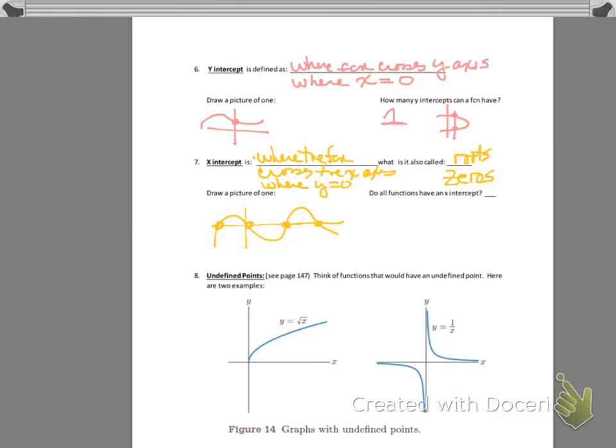Do all functions have an x-intercept? And the answer is no. So a function like this would not have an x-intercept. Okay, functions can have as many x-intercepts as you want them to have. There is no violation. It does not violate the vertical line rule if it has multiple x-intercepts.